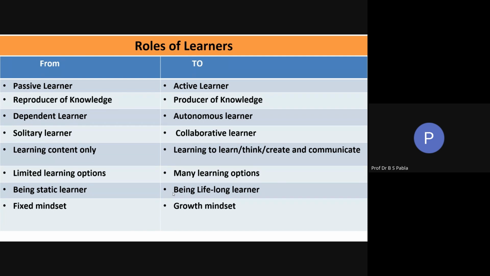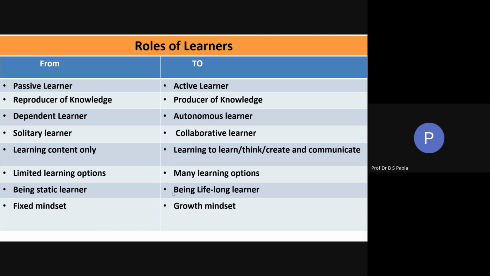Earlier, the student was a reproducer of knowledge. Whatever had been taught to him, he was only reproducing. Now we want the student to be a producer of knowledge. He was a dependent learner. Now it is an autonomous learner. He was a solitary learner, studying individually. Now it is basically a cooperative and collaborative learner.